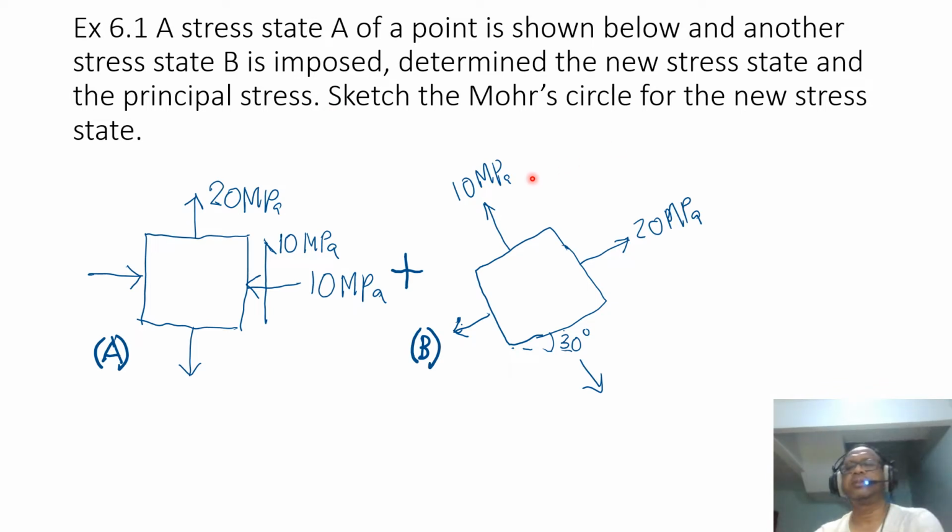So this is an example, and you can find this typically in a lot of textbooks. So you have a stress state A, and then you add some more stress states, but in a different orientation. And what is the resultant stress for these two? So what we'll do is we are going to rotate. So what is the solution to this?